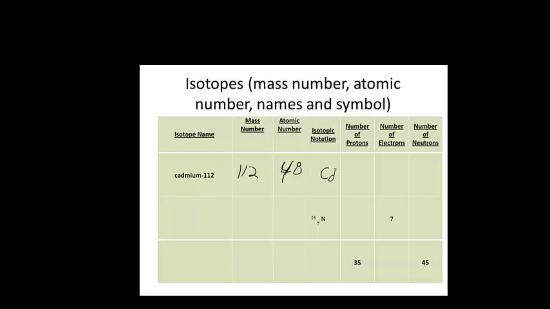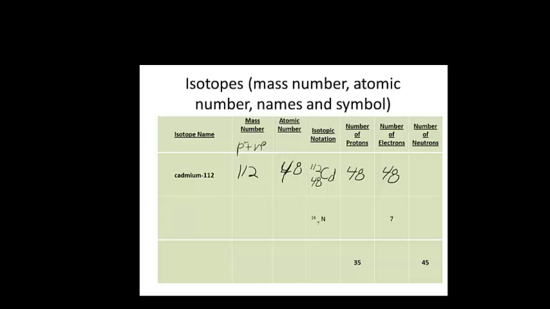So we're going to write capital C, lowercase d. And we have two numbers here. We put the mass number here. Remember, this is the mass number. And the atomic number goes down here to the bottom left. And this is exactly how you write it. Alright, number of protons is the same thing as atomic number, so 48. Number of electrons, since we're talking about atoms, these are neutral. It's the same number of protons as electrons. And number of neutrons, we go back to this mass number. Mass number is protons plus neutrons.